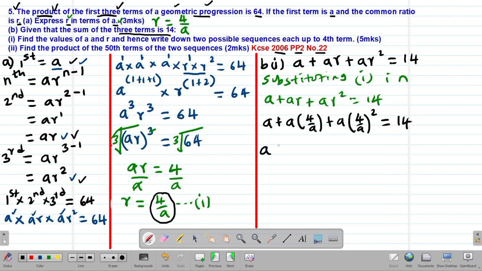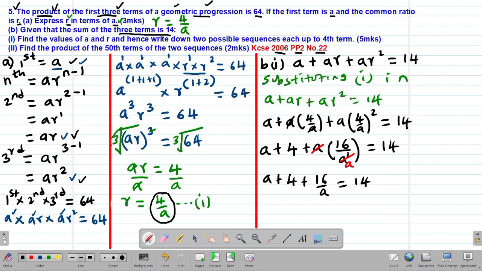So this will give me A, then of course plus, this A and this A will cancel out, so we remain with positive 4, then plus A. Squared simply means that you are going to square everything. So 4 squared will give us positive 16, then A squared will just give us A squared. Then this is equal to a positive 14. Of course, there are terms which can cancel here: A times A squared over A. So we are going to remain with A, then plus 4, then plus 16 over A being equal to positive 14.